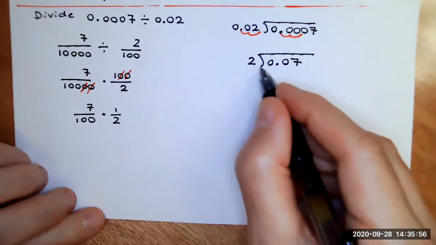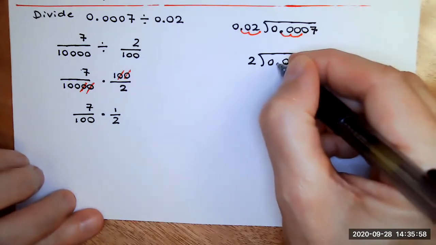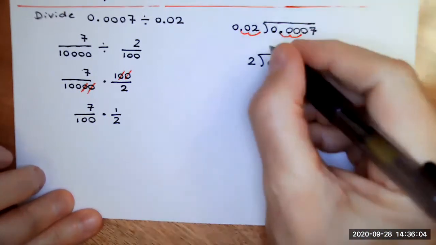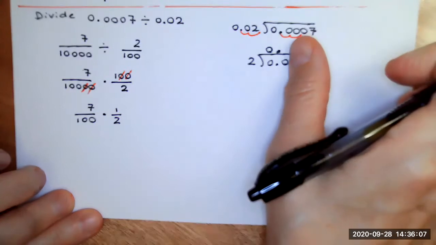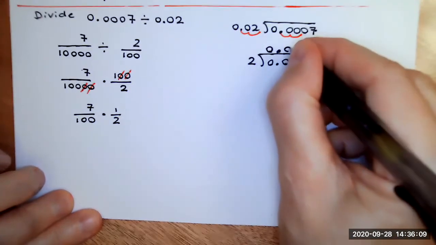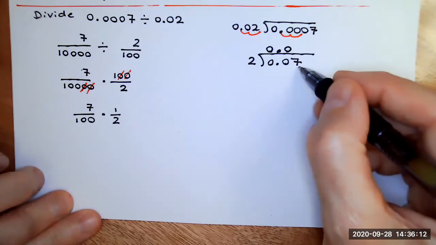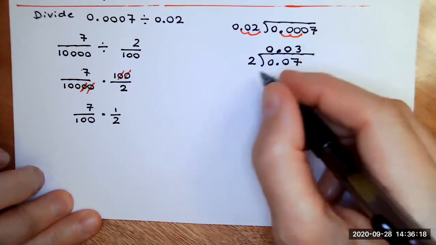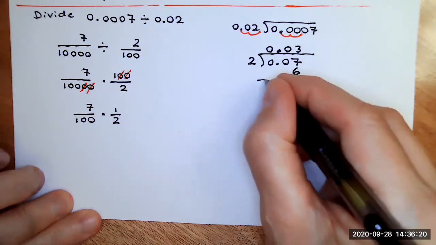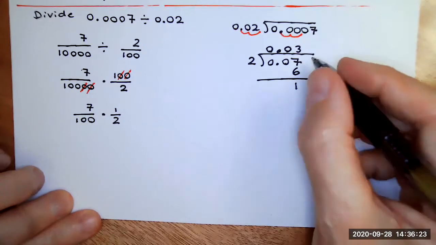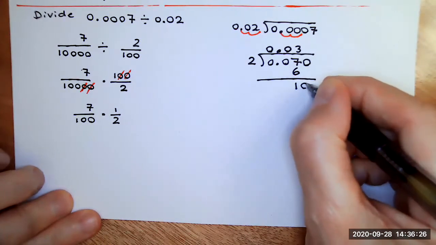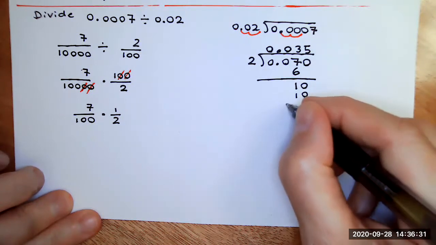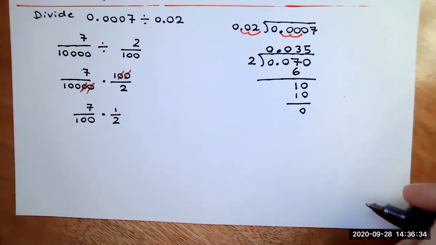How do we finish this problem? Well, wherever your decimal point is, you move it to the top. And then does 2 go into 0? No. Does 2 go into 0? No. Does 2 go into 7? That would be yes. And then subtract. Then you can add a 0. 2 goes into 10 5 times. And that goes in evenly, so then we can stop.